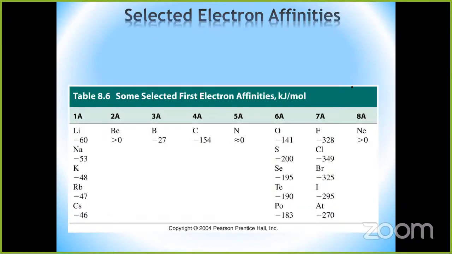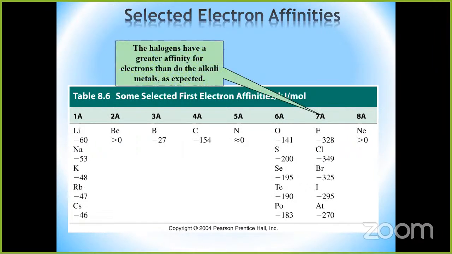This is just a short table which gives you the trend that I've just described. If you look at period 2, starting with lithium, as you go from left to right, with certain exceptions, the electron affinity becomes more negative. And as you go from bottom to top of any group, the electron affinity becomes more negative as well. I won't go into the reasons for that. That's just a general trend observed with certain exceptions, and that's all I'm going to say about that.